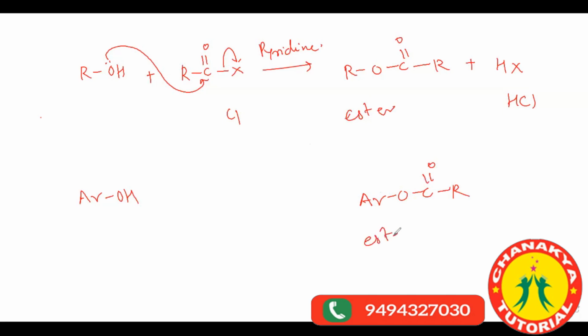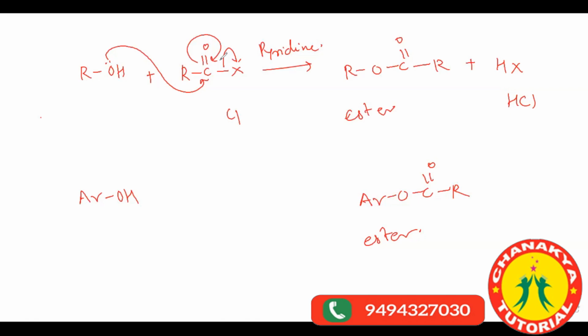This is also an ester, correct? Yes or no? Yes. Please write down. So what is given to you? The reaction with carboxylic acid and acid anhydride is carried out in the presence of a small amount of concentrated sulfuric acid. This reaction is reversible and therefore water is removed as soon as it forms.